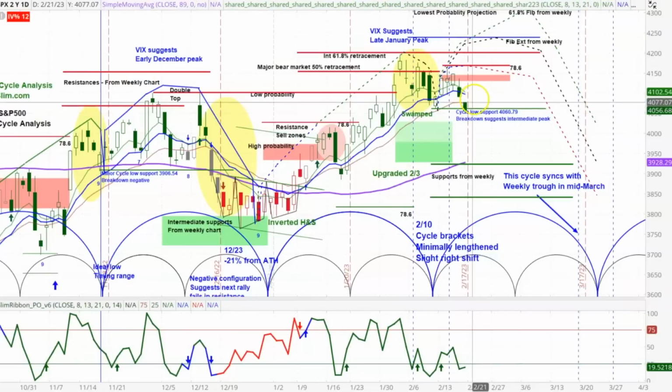You may get some failed rally attempts in here that don't get far, but I think the switch has been flipped and the market has gone from buyers to sellers. This is an important breakdown. The market could fix itself. I doubt that's going to happen. That's a look at the S&P 500.